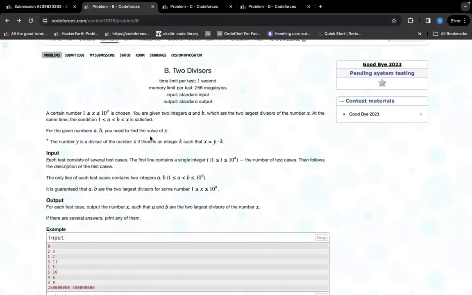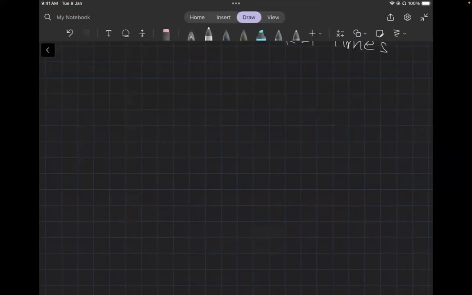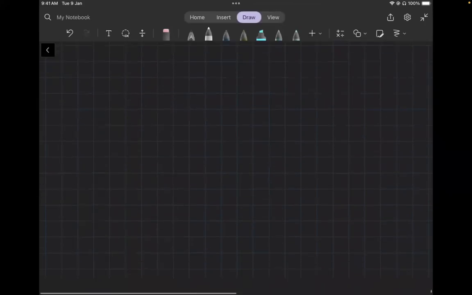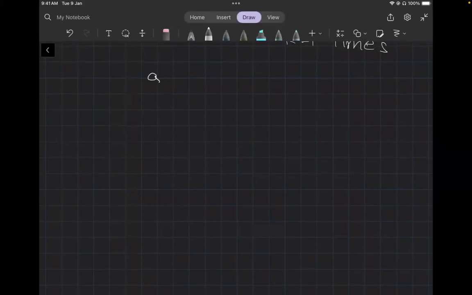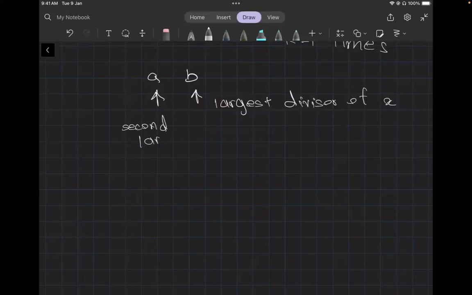Now we are asked to find this particular x. So what does the problem statement say? The problem statement says that we are given two numbers a and b, and it is guaranteed that b is the largest divisor of x and a is the second largest divisor of x.